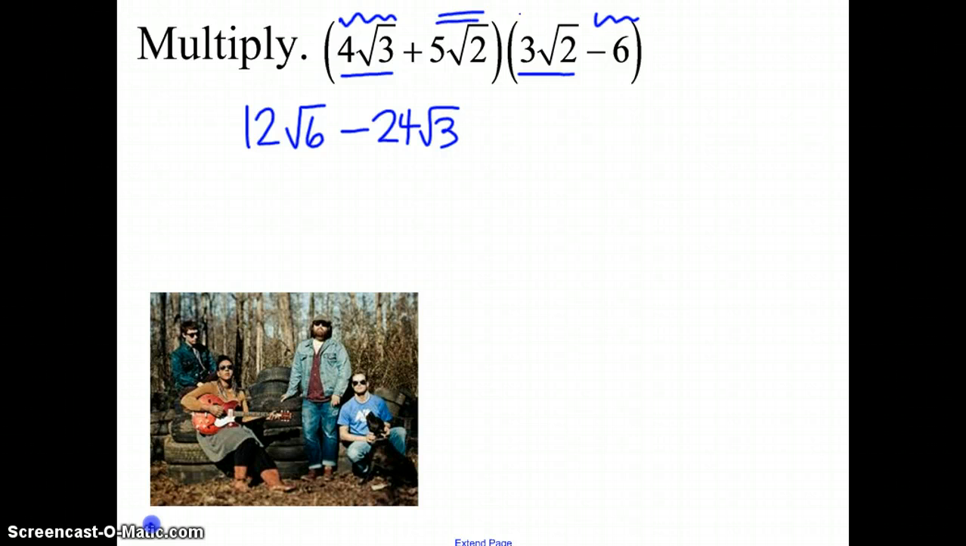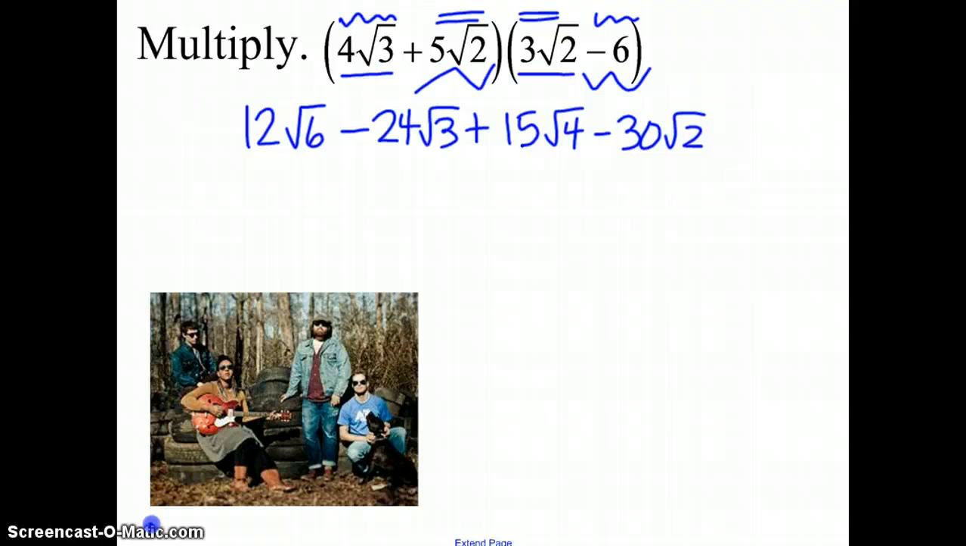Inners. Those two. 5 times 3 is 15. Root 2 times root 2 is root 4. And finally, lasts. We have 5 times negative 6, it's negative 30 times root 2.